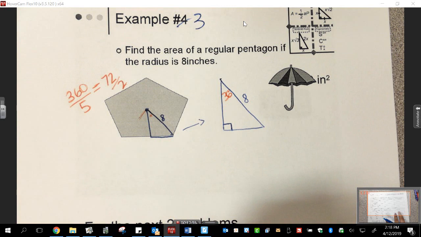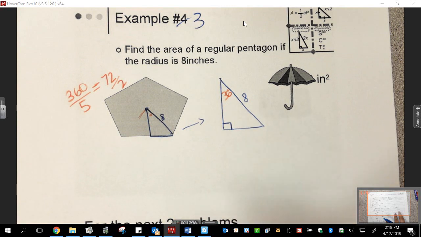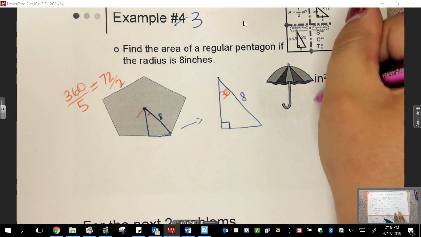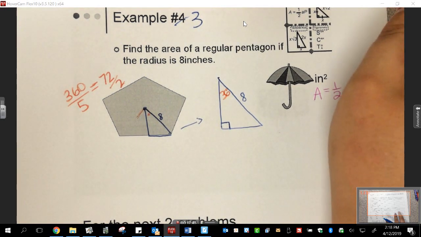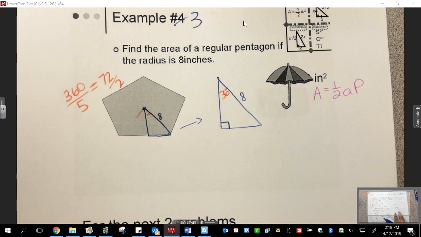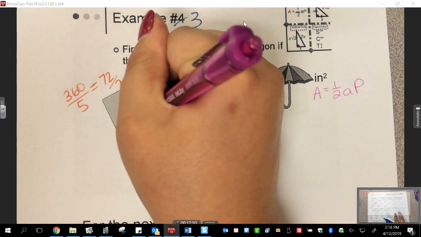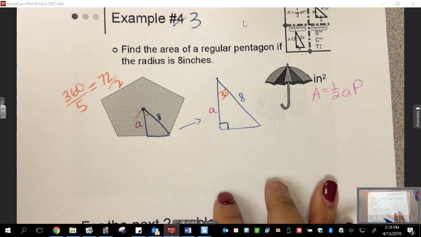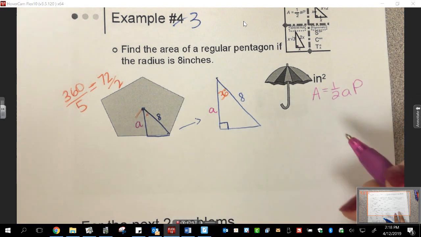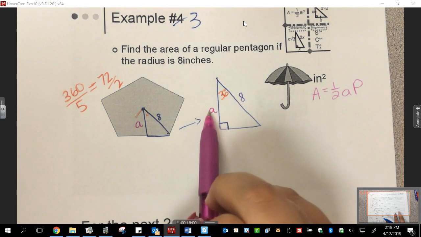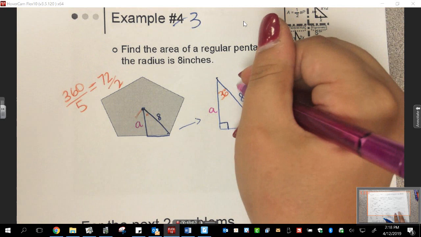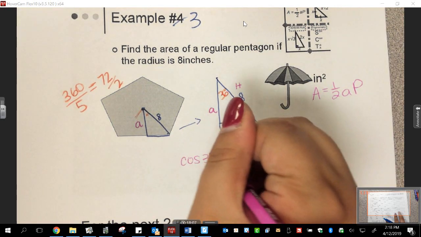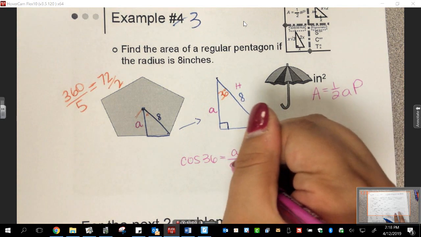Okay. What do I need to know? The angle down below. The side down below. Remember, I need 1/2 AP. I need an apothem. Don't you agree that's an apothem? Yes. SOHCAHTOA. Okay? So which one am I going to use? I have adjacent and hypotenuse, so what's that? Cosine. So I have the cosine of 36 equals adjacent over hypotenuse.